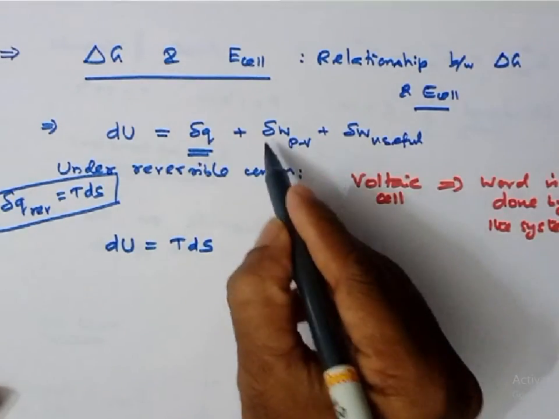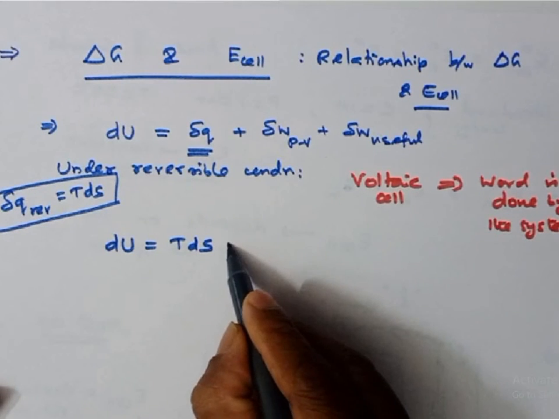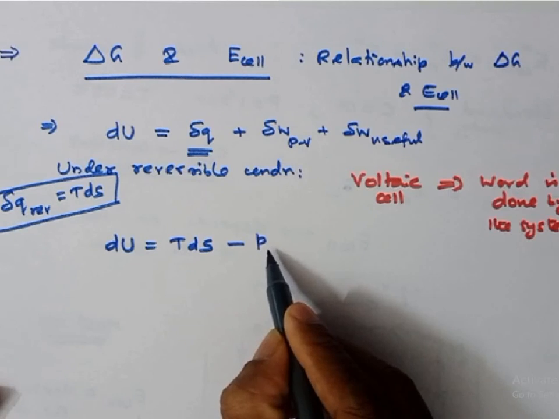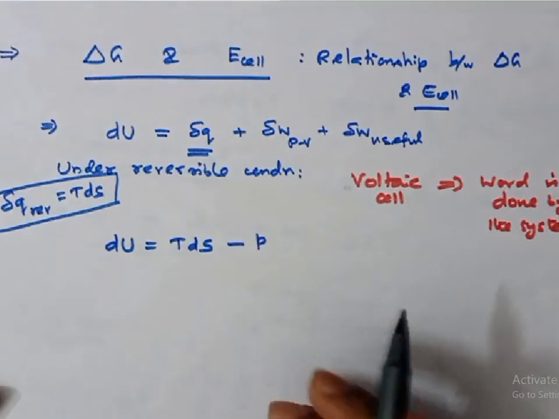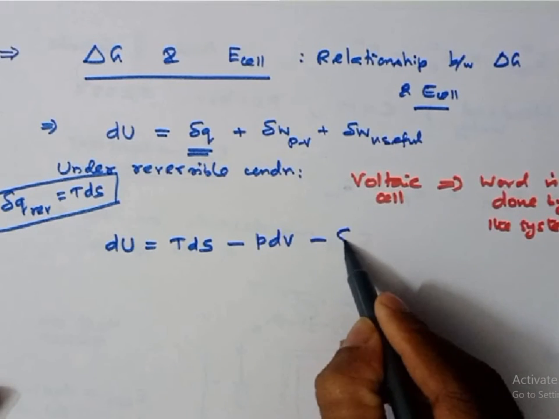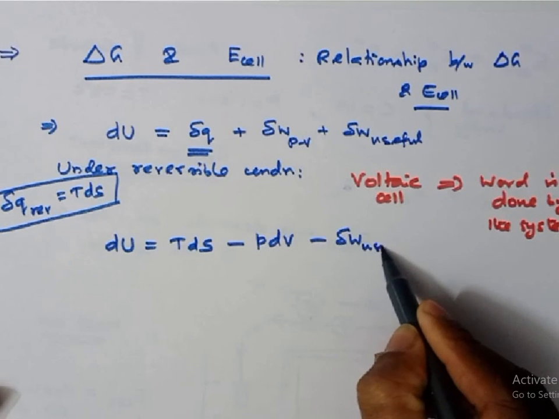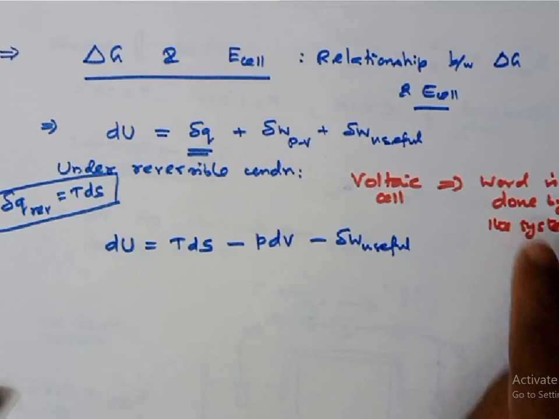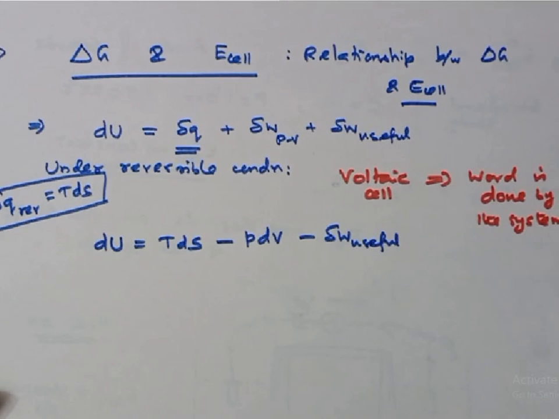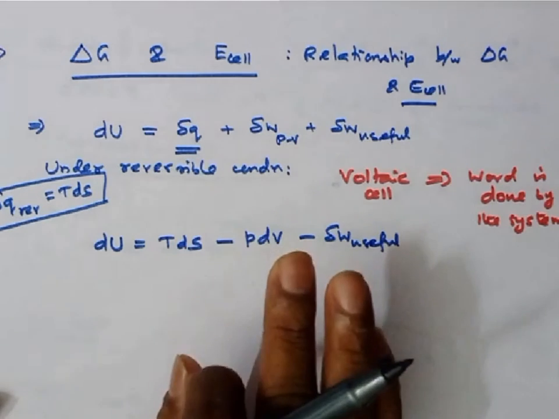Then what is the PV work? PV work is nothing but minus the gas pressure. Actually external pressure we should put, but under reversible condition it is gas pressure, P dV. And the useful work I'll put minus delta W. Why minus? Because work is done by the system, so I'll put a negative sign here. Students, is this clear? Any doubt up to this?